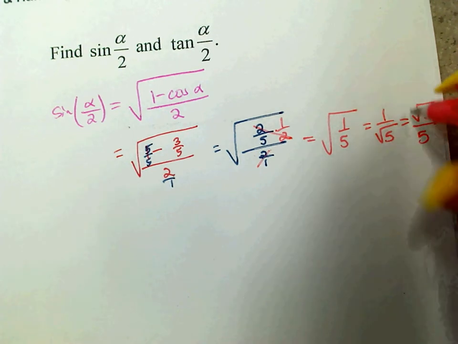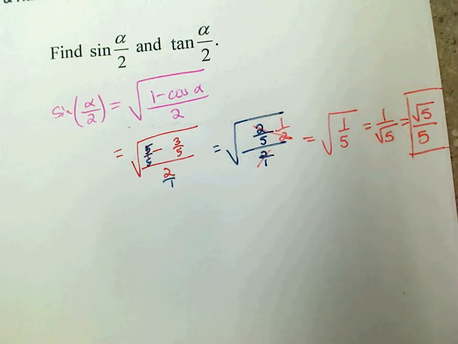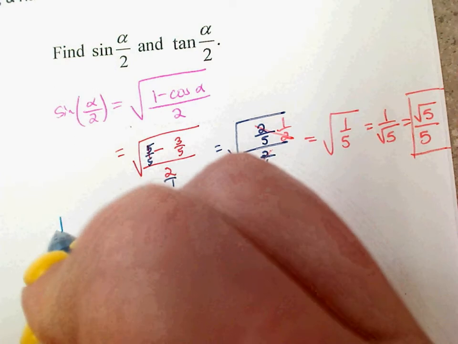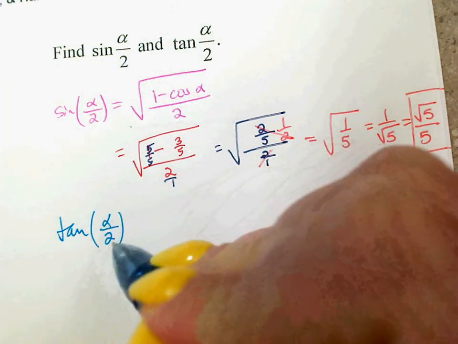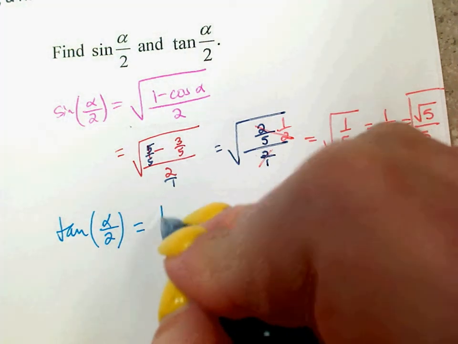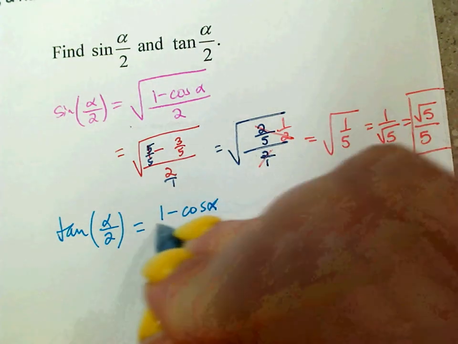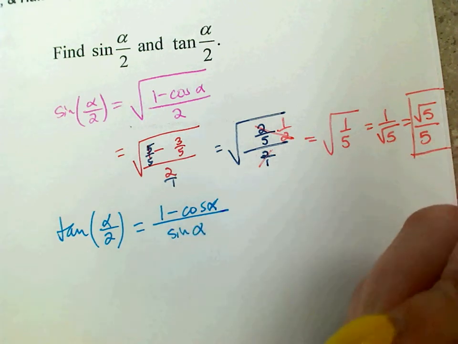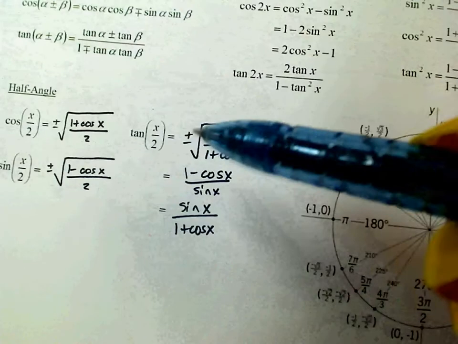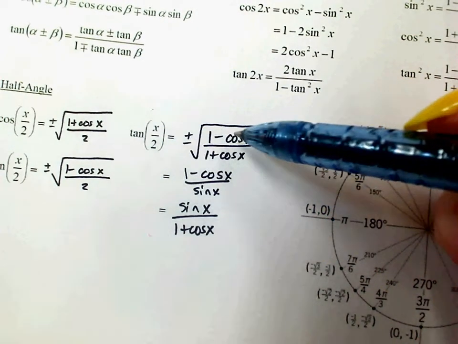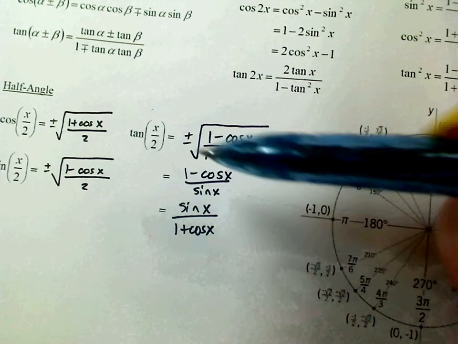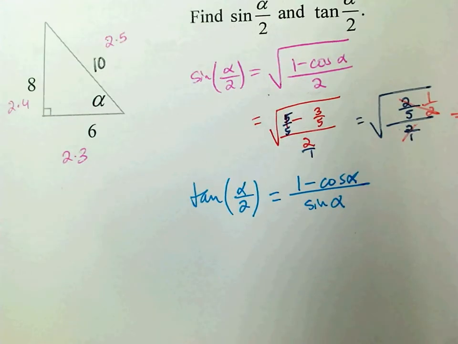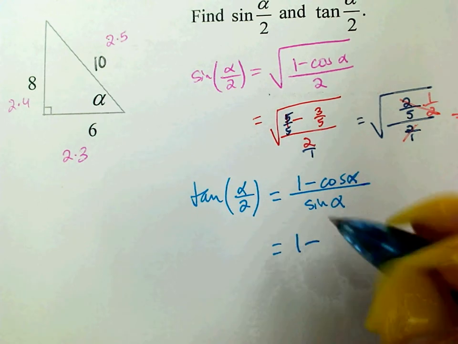And now let's find tangent. Tangent of alpha divided by 2, like I said, I'm going to use the third identity, 1 minus cosine of alpha, divided by sine of alpha. Just a reminder, no matter what the angle is, if I'm cutting it in half, then it's just the angle inside the formula. Using my triangle, I've got 1 minus cosine, which I figured out is 3/5, divided by sine, which is 8 over 10, or 4 over 5.